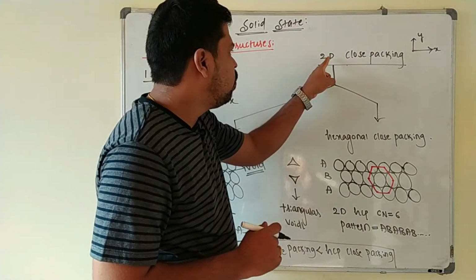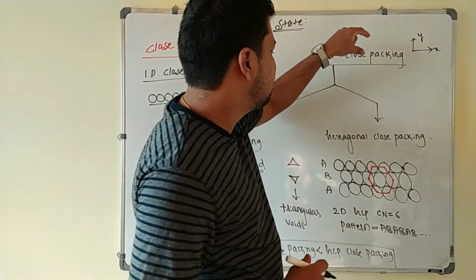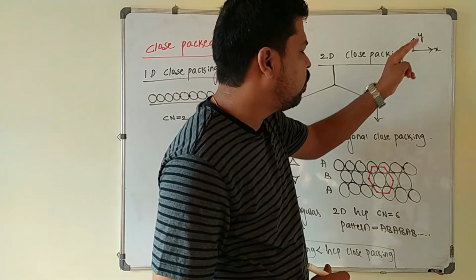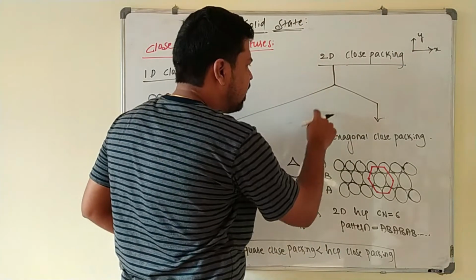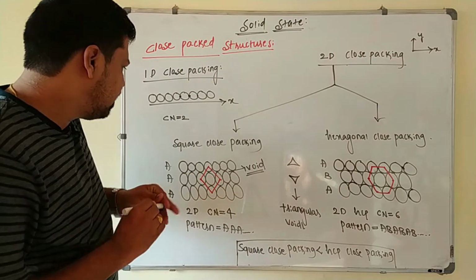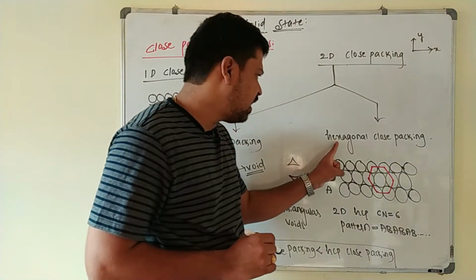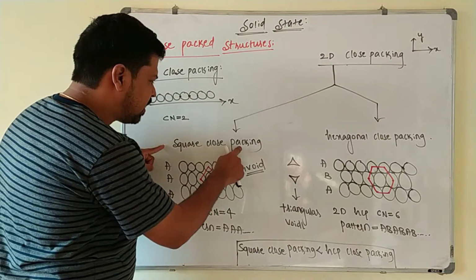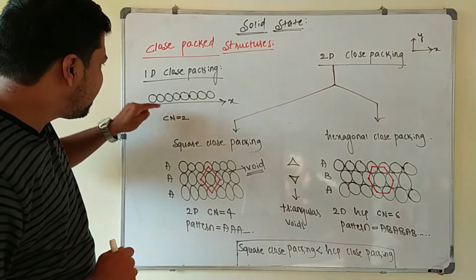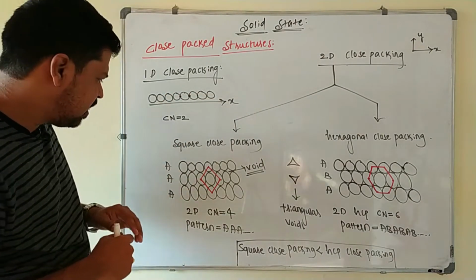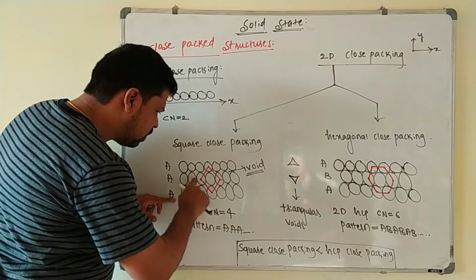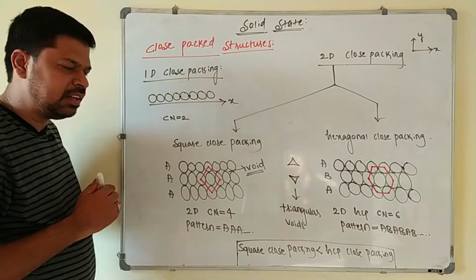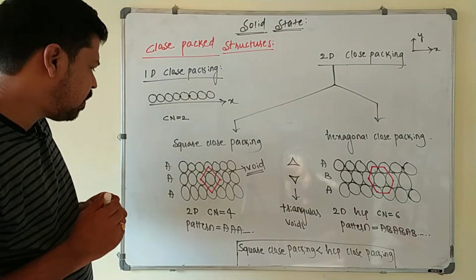Next comes two dimensional close packing, in which the constituent particles are arranged in the X as well as in the Y direction. So it is having 2 dimensions. In this one again you will get two types of close packing, that is square close packing and another is hexagonal close packing. First we will go for square close packing, which is done by arranging one dimensional rows one above the other. Here these are the one dimensional rows which are arranged one above the other, so that we get X direction as well as Y direction. So it is a 2 dimensional close packed structure.